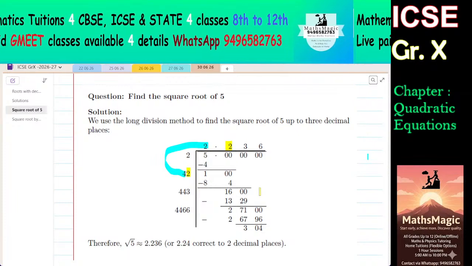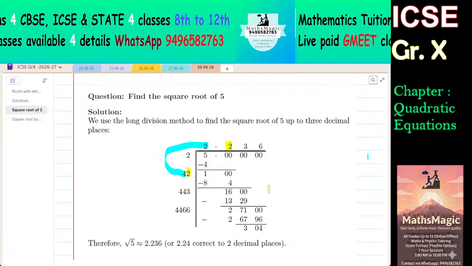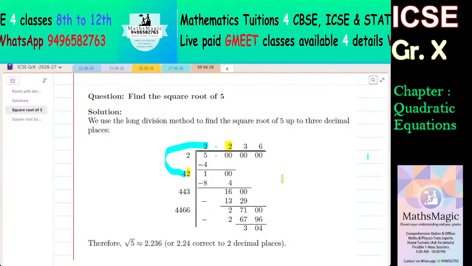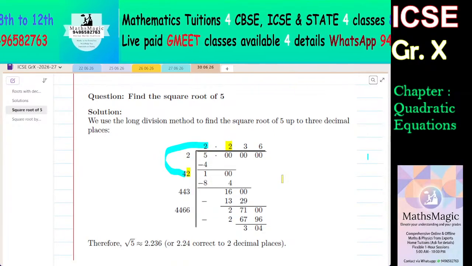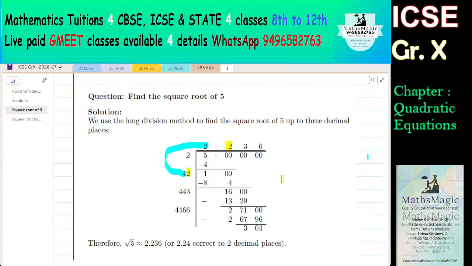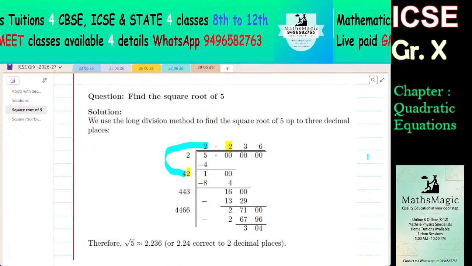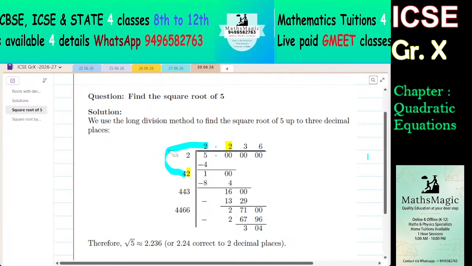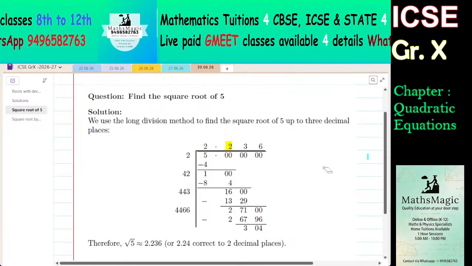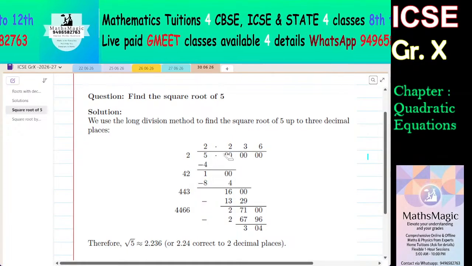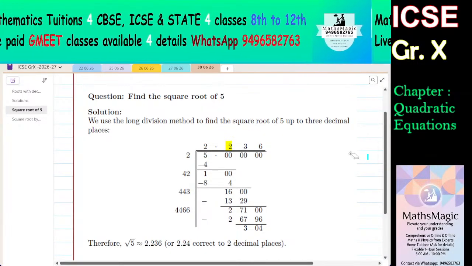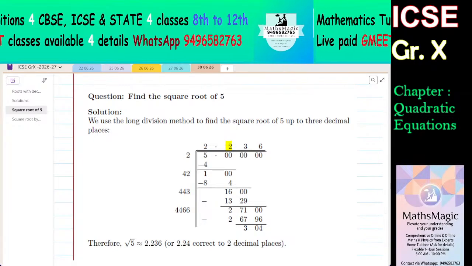42 times 2 is 84. 100 minus 84, it's 16. And so on, you will get the square root as 2.236. If you want to round off, you will get 2.24. You can copy this answer also.